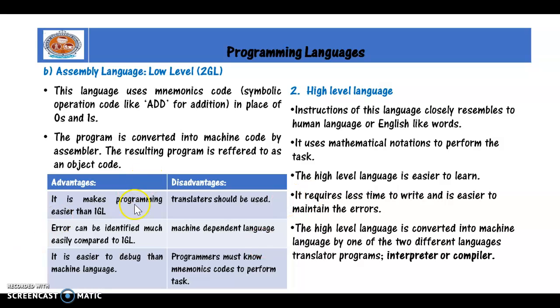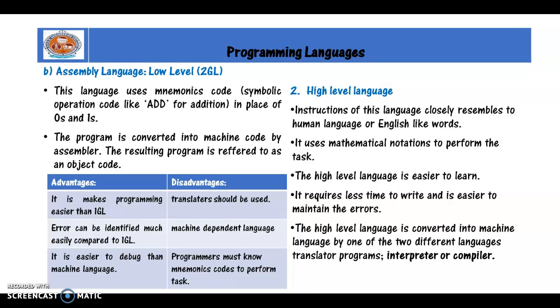So if you observe the advantages and disadvantages of assembly level language, it is easier when compared to our machine language. Why? Because instead of denoting with zeros and ones, here we are making use of some mnemonic code. And if we want to trace our program, it is easier as it is understandable by us.